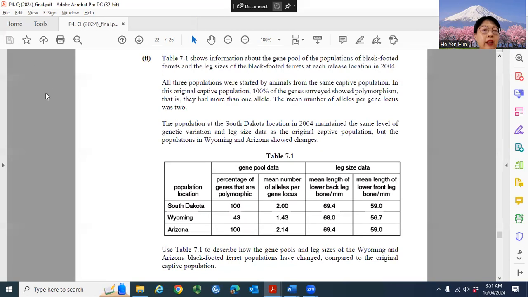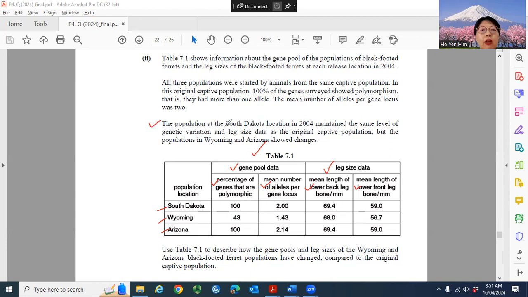So there's a data here that shows what? Table 7.1 shows gene pool data and lake size. This is percentage of polymorphic genes, mean number of alleles. This is mean length of lower back leg bone, mean length of lower front leg bone, okay, of South Dakota, Wyoming, and Arizona. Okay, this is a very important information.